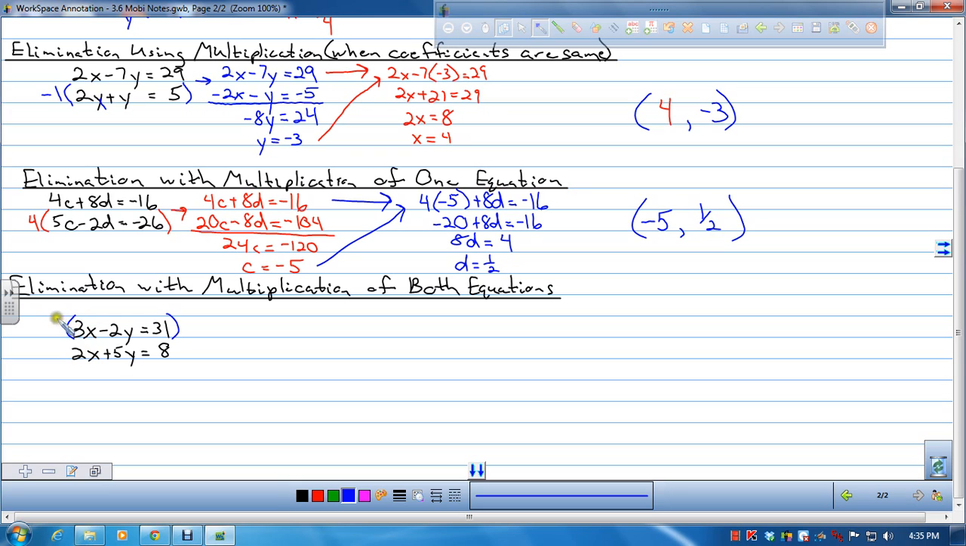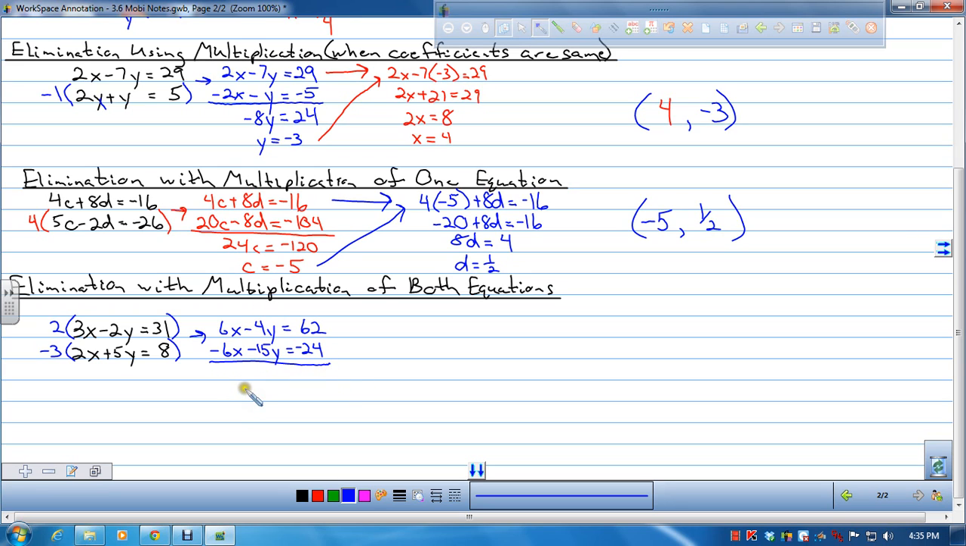I want to turn this into 6. So I'm going to multiply this by 2. I want to turn this one into a negative 6, so I'm going to have to multiply this by a negative 3. And now I'm just distributing this through. Okay, I would have 6x minus 4y equals 62. Down here, I'd have negative 6x, minus 15y, and a negative 24.